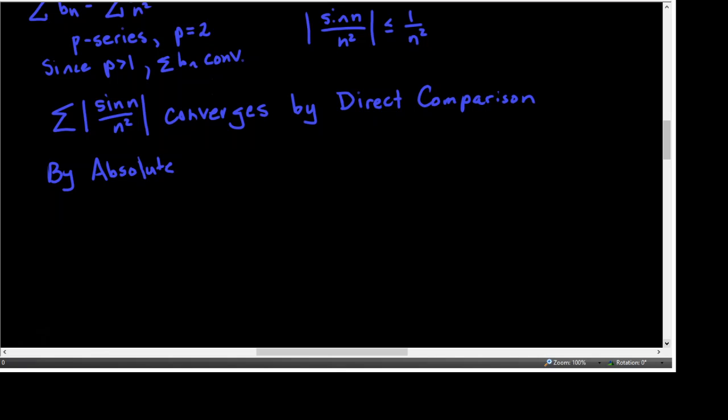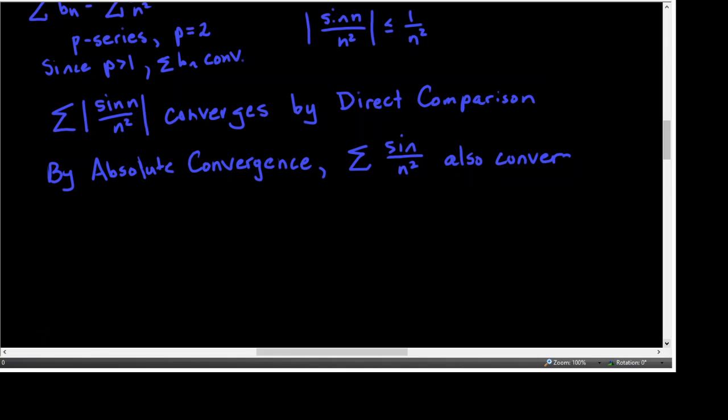So, by absolute convergence, we just showed that the absolute value of sine of n over n squared, as the terms of a series, converges. Shouldn't try to talk and write at the same time. Okay. So by absolute convergence, because the sigma of absolute value of sine of n over n squared converges, which we just proved, we know that sigma of that expression without the absolute value, sigma of sine of n over n squared, also converges.